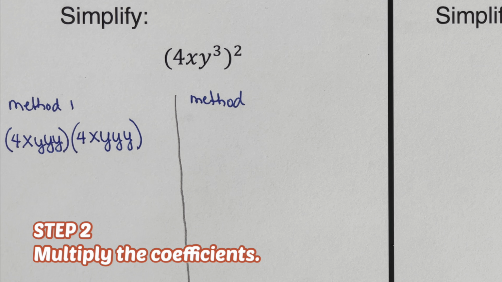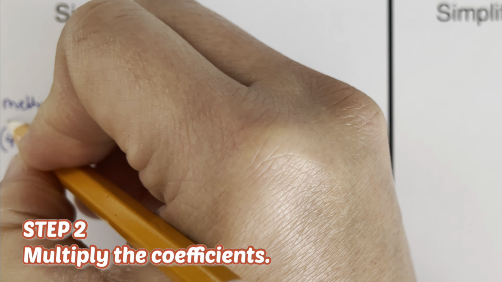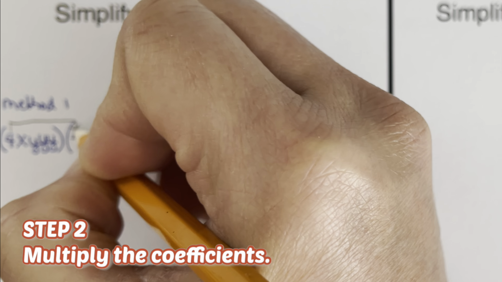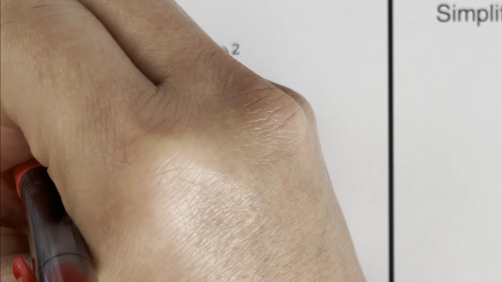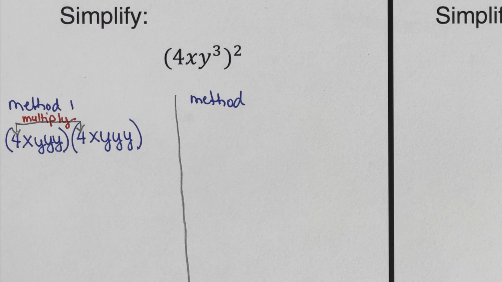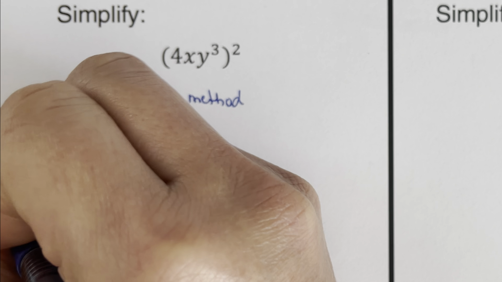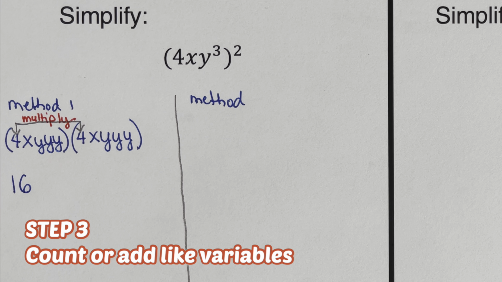So then the second step is to multiply the coefficient. So the coefficient that we have here would be 4 and 4. So we're going to multiply them. Again, I'm going to label the word multiply here so we know what operation to use. So 4 times 4 is 16. And then the third step is to count or add like variables.